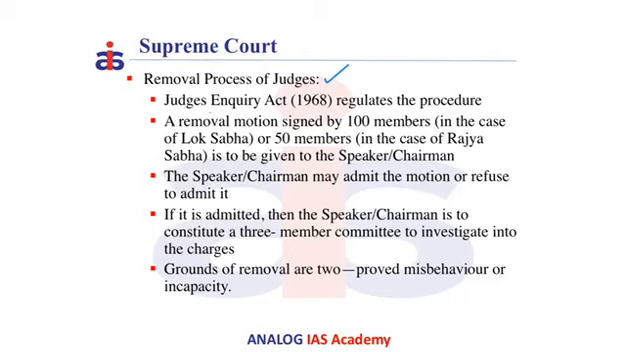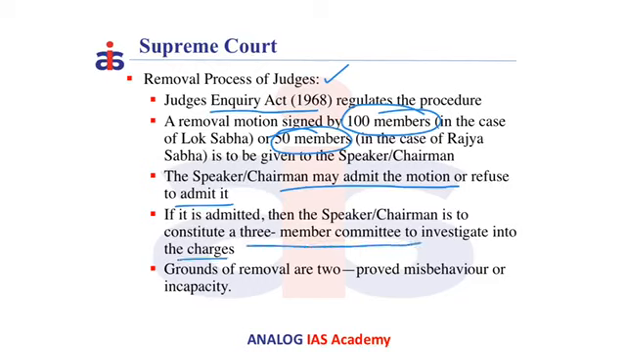That is, through the enactment of the Judges Inquiry Act of 1968, the procedure is guided, according to which a removal motion needs to be signed by at least 100 members if the motion is presented in Lok Sabha or 50 members if the motion is presented in the Rajya Sabha for its initial approval. After it has been approved by these members, the Speaker or the Chairman may or may not admit the motion.